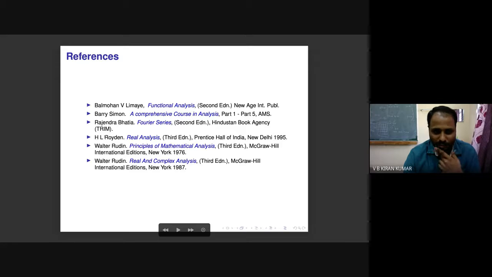Once you learn measure theory, you can look at Royden's Real Analysis, and of course a little bit of Walter Rudin's Real and Complex Analysis. And for metric spaces, you can learn from Walter Rudin and basic real analysis.